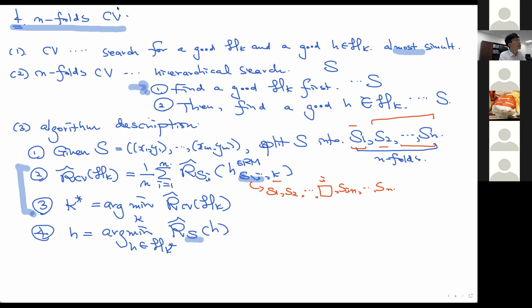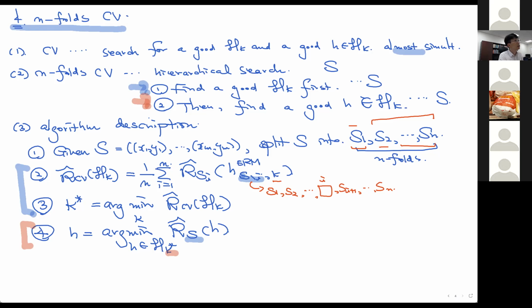And then in the next step, we fix this hypothesis set at H_K star, then try to find the hypothesis that gives the best performance when we use all the examples in S. We use all the examples to find a good hypothesis in the hypothesis set. So that corresponds to step number 2.